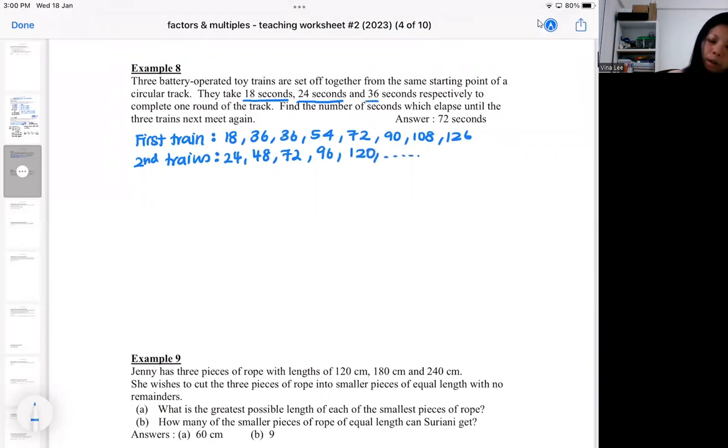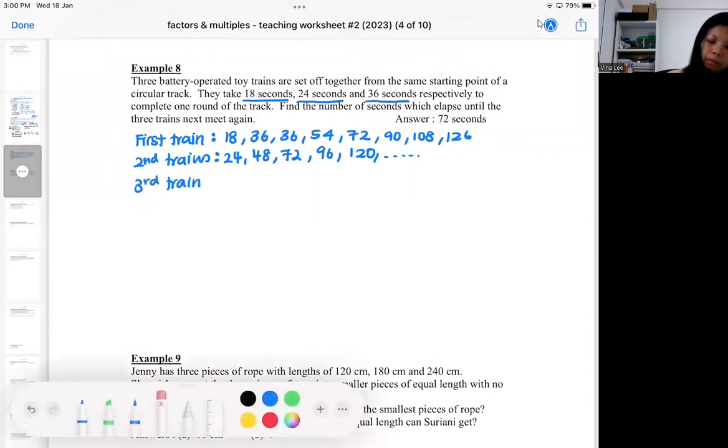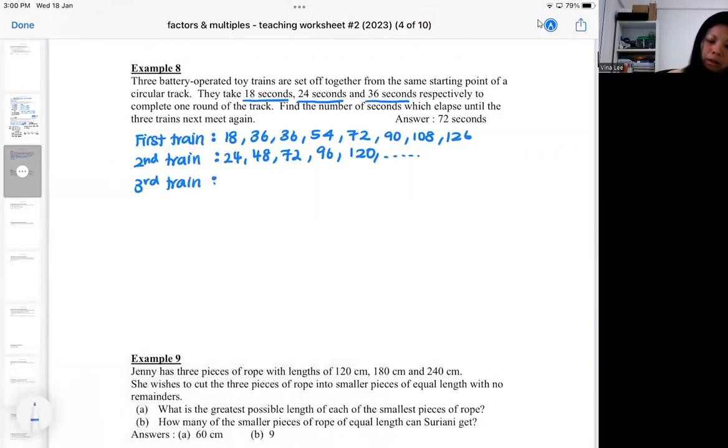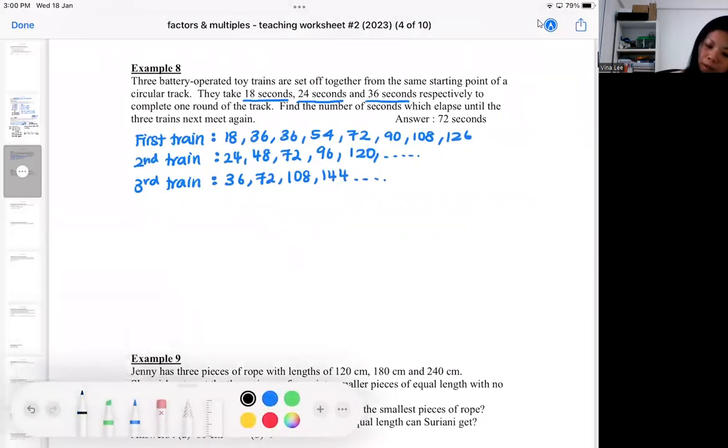So we're going to explore. For the third train, it will take 36 seconds. So 36 seconds, first round completed. 72 seconds, second round completed. So you're listing the multiples of 36. Okay, if you explore carefully, you will get a common number here.